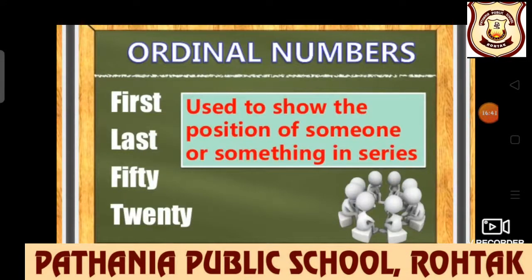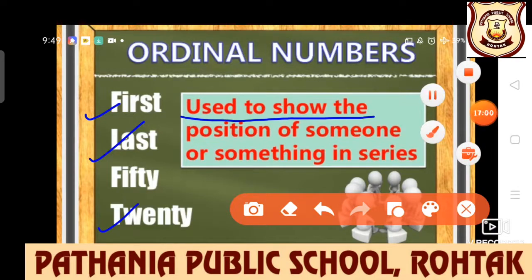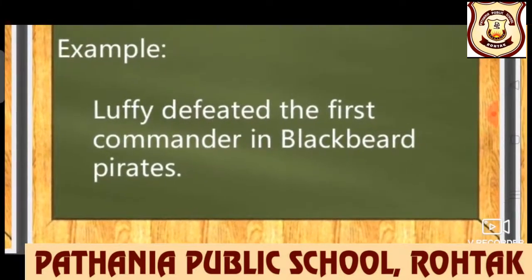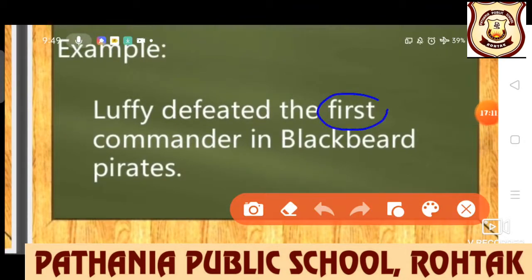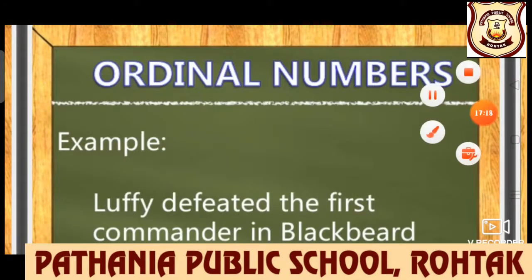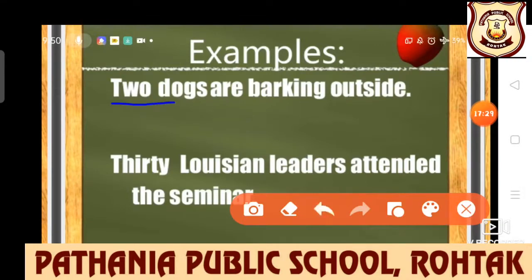Let's discuss ordinal and cardinal numbers also. Ordinal numbers means first, second, last, twentieth. They are used to show the position of someone or something in a series. Now let's understand with an example. Luffy defeated the first commander in Blackbeard Pirates. Second commander, third commander. So these are called ordinal numbers. Now cardinal numbers. Cardinal numbers are 1, 2, 3, 4, etc. Here examples are given. Two dogs are barking. Thirty Lausian leaders attended the seminar.